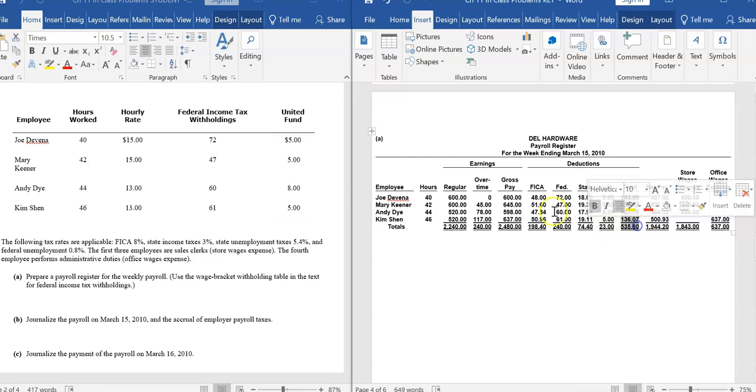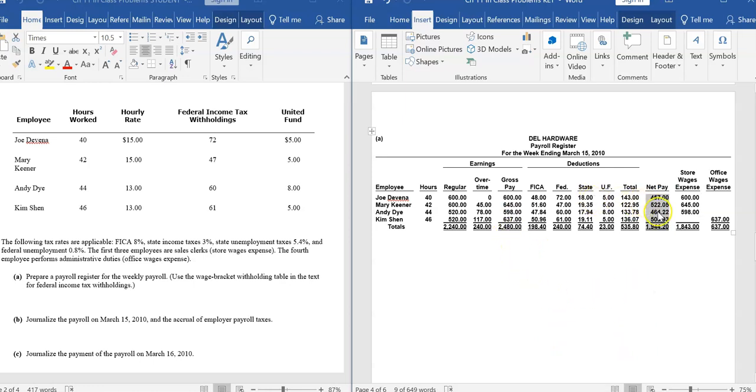Total withholdings from their paycheck will be the FICA, federal income tax, state income tax, and charitable contributions. If we take their gross pay, subtract out all of their withholdings, we will end up with net pay.